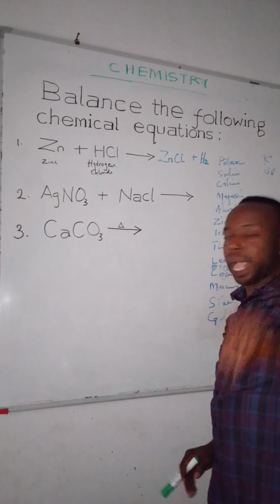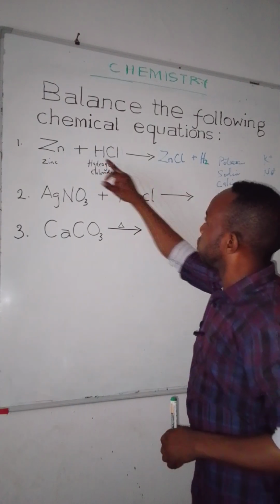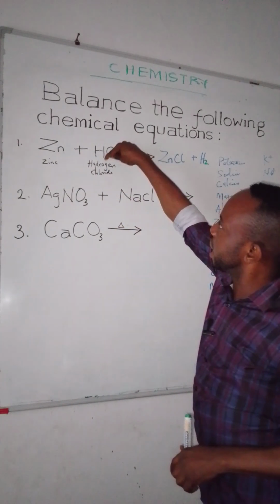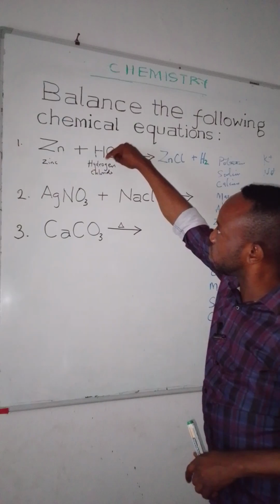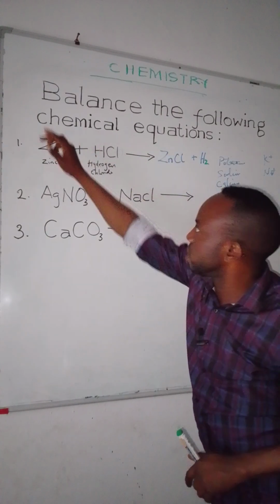Now, there's a rule that will guide you. If you're trying to make the number of hydrogen on this side equal to this side, don't put anything in between. Don't change. If there is a 2 here, don't change it. The ones you will change are the coefficients, the big ones.